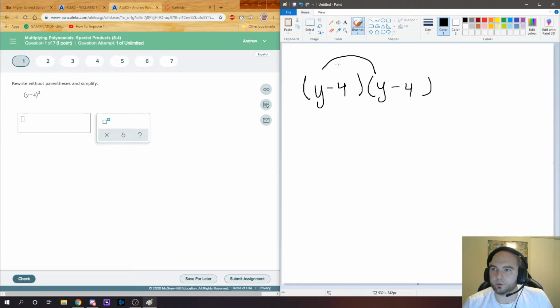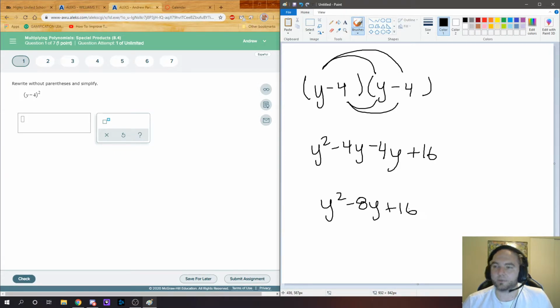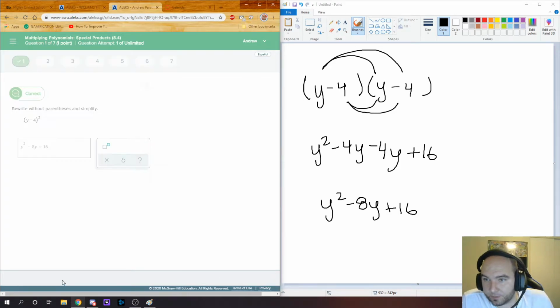So you can do your normal distribute or make a box. I prefer foiling personally. So I get y squared minus 4y from doing y times negative 4. I get another negative 4y from doing the middles, and then the last makes positive 16. My result is y squared minus 8y plus 16. You are welcome to always do these problems that way. I'm going to type the problem in like that and show you that that's the right answer. But there is a way to do this a little bit quicker, and that's if you see it's a special case that you can skip a little bit of stuff.